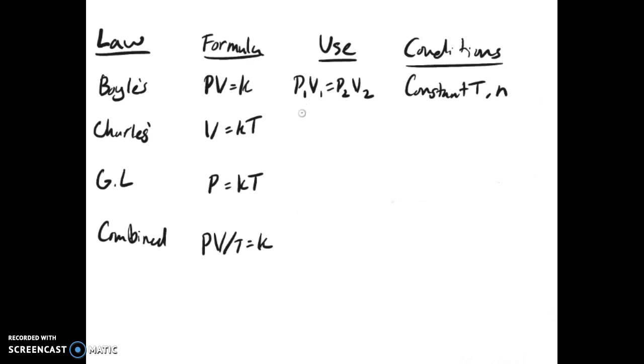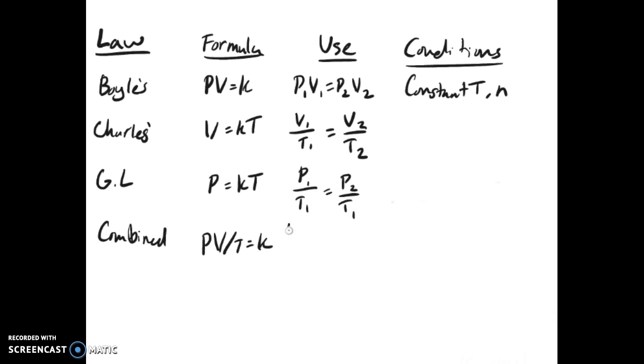You use Charles's law in V1 over T1 equals V2 over T2, which means the starting volume divided by the starting temperature has to equal the ending volume divided by the ending temperature. Gay-Lussac's law is P1 over T1 equals P2 over T2, which means starting pressure divided by starting temperature has to equal ending pressure divided by ending temperature.